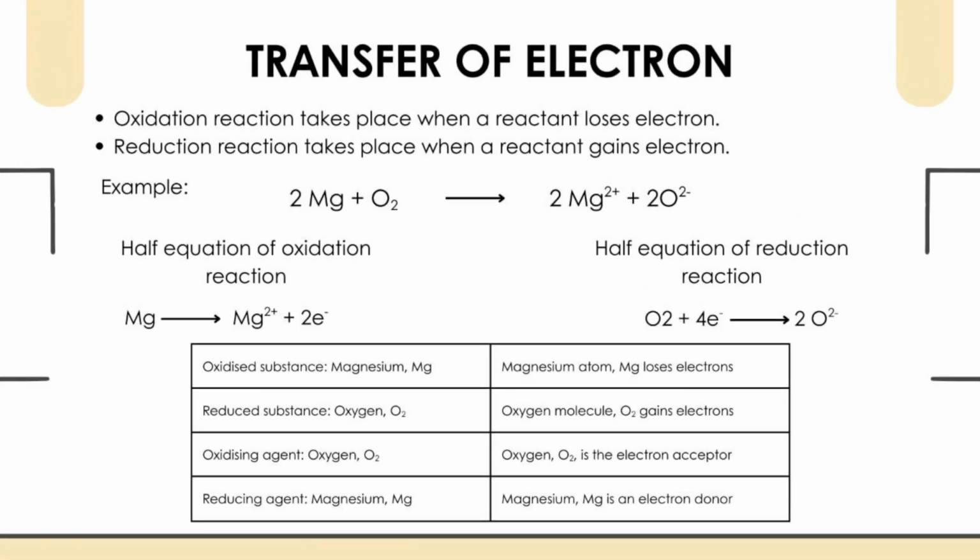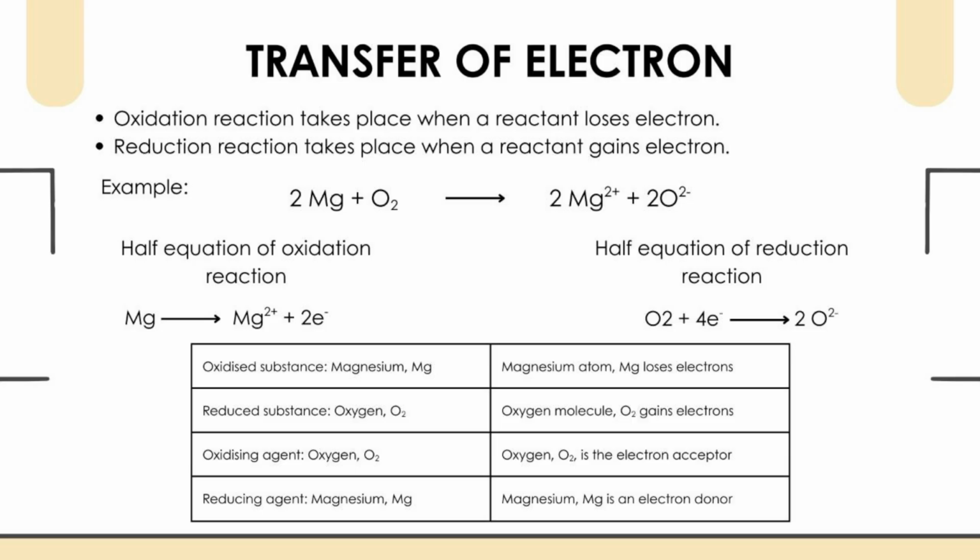Today, we are learning about the transfer of electrons in redox reactions. Oxidation happens when a substance loses electrons, while reduction happens when a substance gains electrons. Let us look at an example reaction. 2 magnesium plus oxygen turns into 2 magnesium ions plus 2 oxide ions. In this reaction, magnesium loses electrons, so magnesium is oxidized. The half equation for oxidation is magnesium turns into magnesium ion plus 2 electrons.